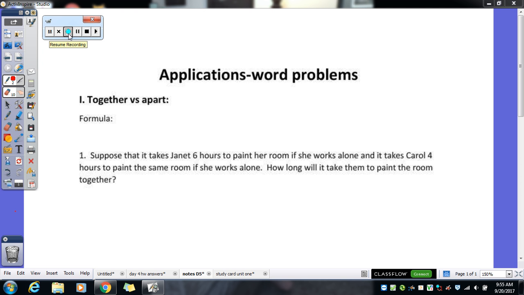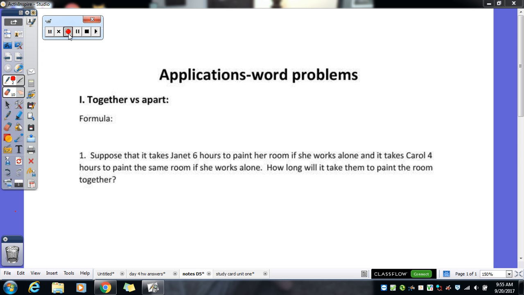Okay, so applications, word problems, dealing with our rational expressions. Really, you're only going to get one type of problem, and it deals with figuring out how long it takes for something to happen. So you've got two people: one person can finish the job in this amount of time, the other person can finish the job in this amount of time. How much time would it take for them to finish it together? That's the kind of problem we're dealing with.